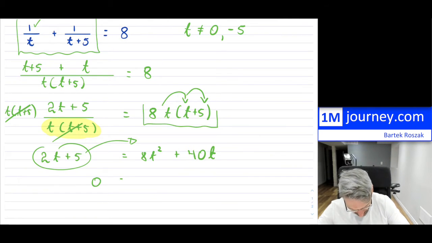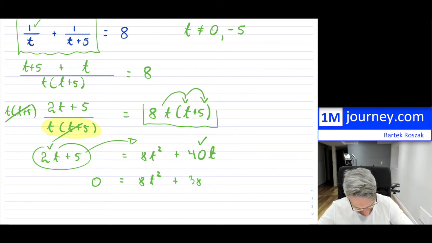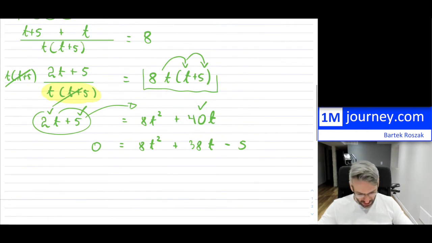So it's going to be 0 equals 8t² plus, okay, so this is going to be plus now 40t, and then this is going to be minus the 2t, so that's going to be 38t, and then I'm going to have minus 5, okay, coming from right here. So looking at this now, if I want to be solving for t, well, this is just a quadratic, right? So at the end of the day, I have 8, I have 38, and then negative 5 right here. I have my coefficients.